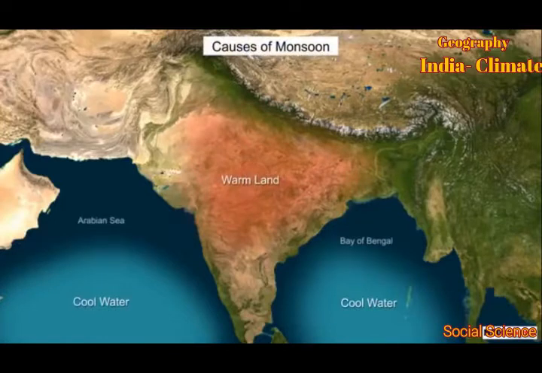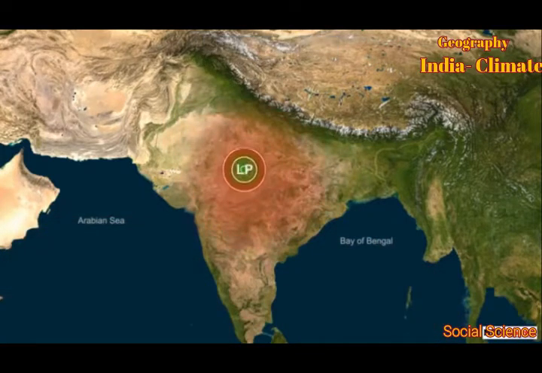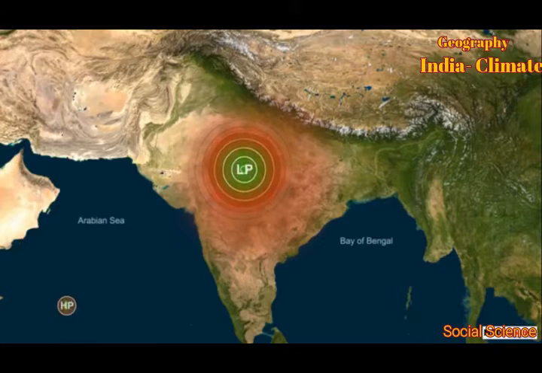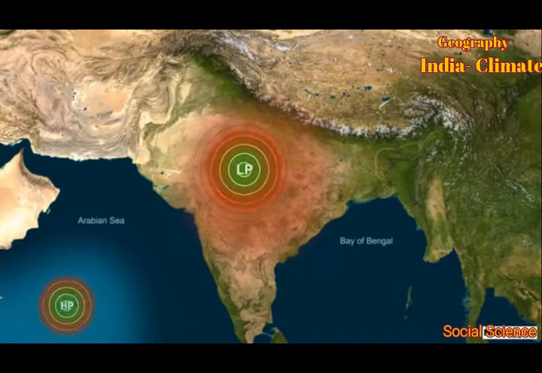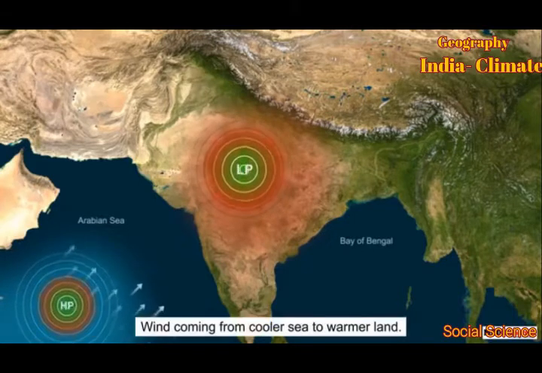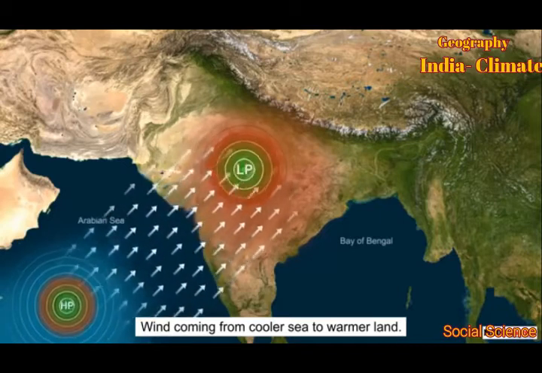Causes of this seasonal reversal of wind from sea to land and land to sea. The main cause is the differential heating and cooling of land and its surrounding water bodies, that is seas and oceans. During summer, land is hotter and thus low pressure develops over interior parts of the large Indian landmass. Simultaneously, high pressure develops over the seas and oceans surrounding India. Thus, a steady flow of moisture-laden wind moves towards India and causes rainfall for almost 3 months.